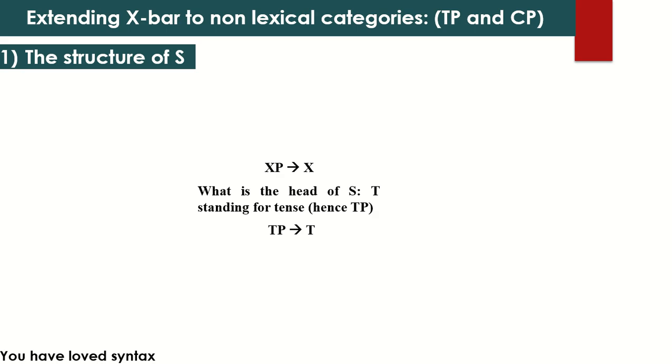You have loved syntax. If you have a complex tense, then the first element of this complex verbal element is the tense. Here you have. That's the tense. Loved is the verb. If you have is loving, the same thing. Is is T, loving is the verb. If you have will love, will is tense, love is the verb. So the first element is the tense.